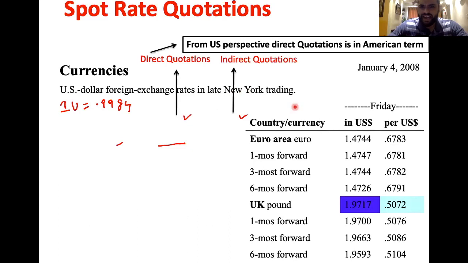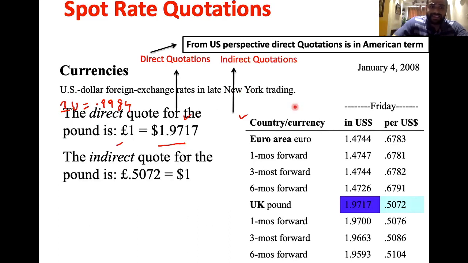Now, this is just the idea that I already explained, which means the direct quotation for pounds is 1 pound equals $1.9717 in dollars. The value of 1 pound in dollars. All right. And the value of pounds per US, right? So indirect quotation means 0.5072 equals one USD. So you can see pound USD, pound USD. So this is direct quotations. This is indirect quotations, right?